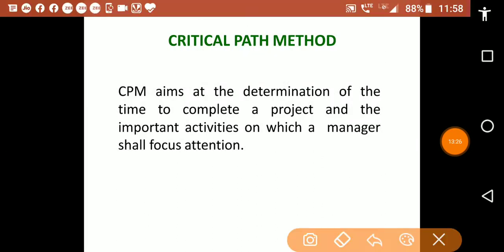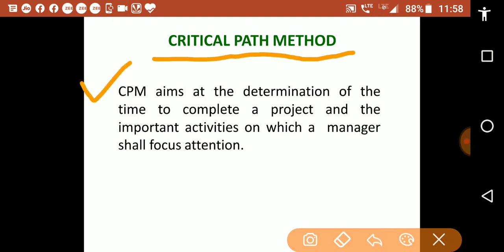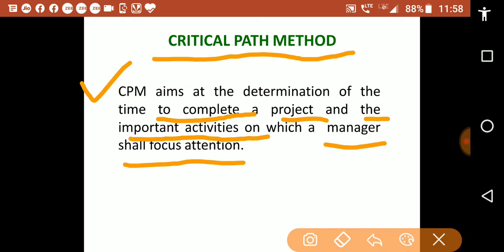Students, let us see the critical path method, that is CPM. The critical path method aims at the determination of the time to complete a project and the important activities on which a manager shall focus attention. So what is the critical path method? CPM aims at the determination of the time to complete a project and the important activities on which a manager shall focus attention.